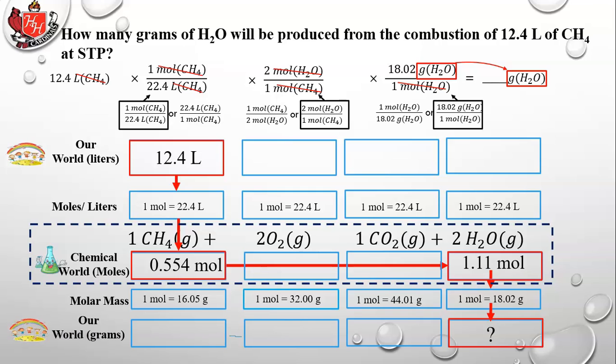So now you simply multiply everything. 12.4, everything on the top. 12.4 times 1 times 2 times 18.02 divided by everything on the bottom. Divided by 22.4, divided by 1, divided by 1. And that gives us 20.0 grams of H2O. And that's your answer. If you want, you can write it in the box down below, but you don't need to do that on your assignment.